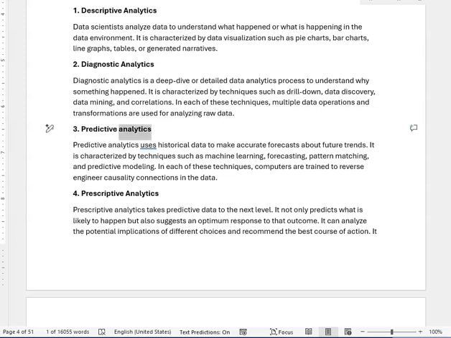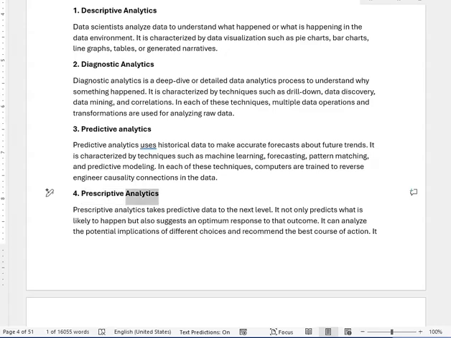3. Predictive analytics. Predictive analytics uses historical data to make accurate forecasts about future trends. It is characterized by techniques such as machine learning, forecasting, pattern matching, and predictive modeling. In each of these techniques, computers are trained to reverse engineer causality connections in the data.